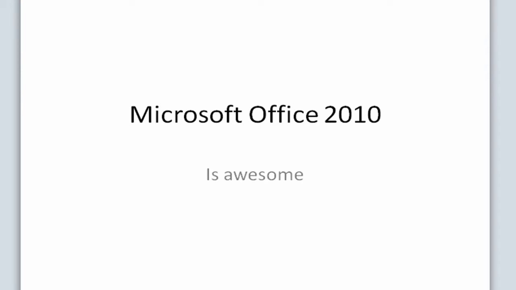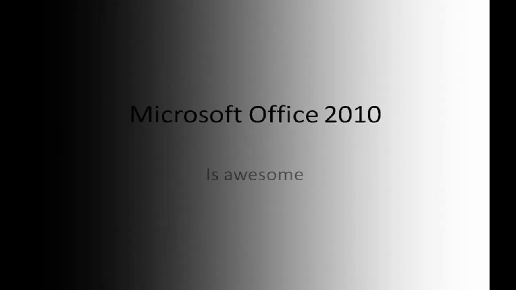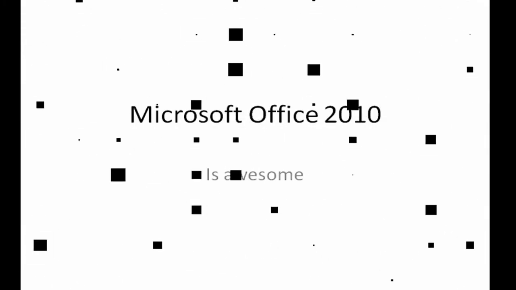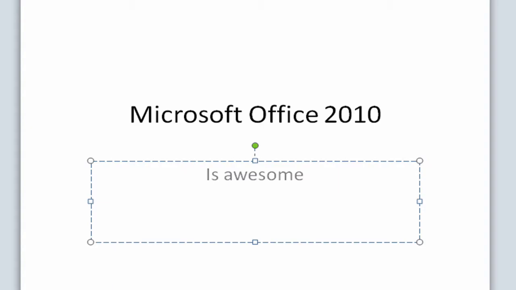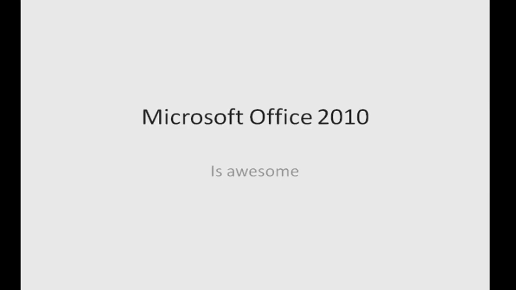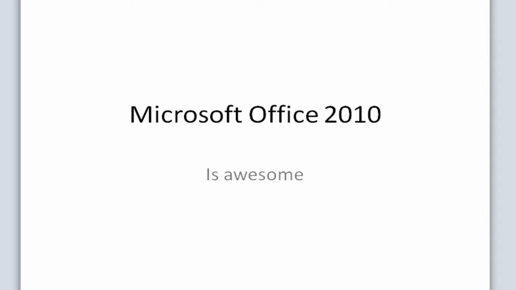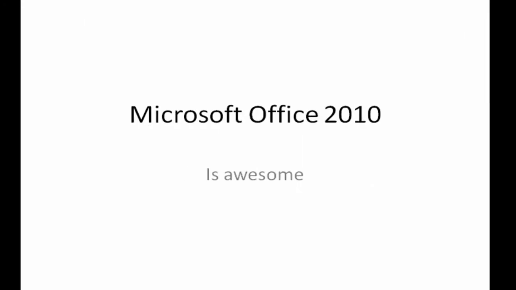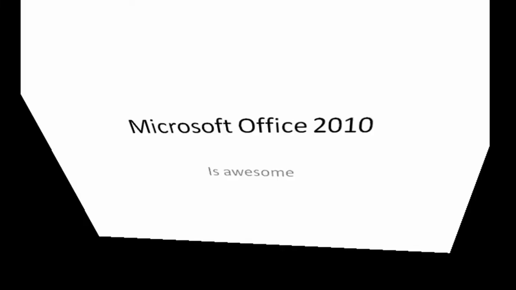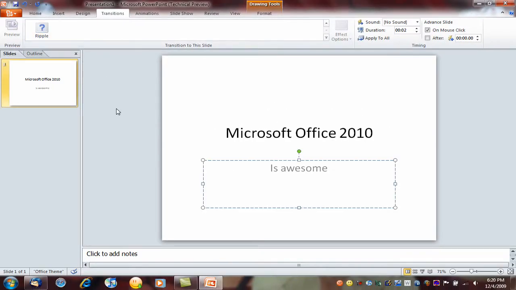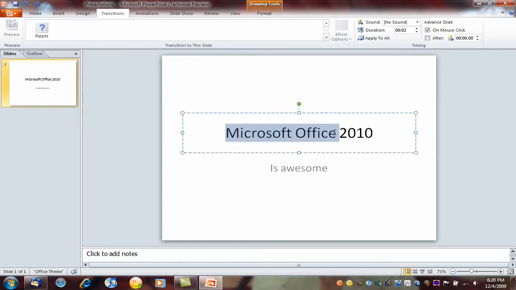cut, which I don't know what the heck that one did. It went really fast. Fade, wipe, shape, dissolve, which I think looks really cool. Clock, push, pan, fly through, cover, uncover, checkerboard, blinds, random bars, gallery, flip, and ripple. And the cool thing is that it actually applied some effects to the text right here.